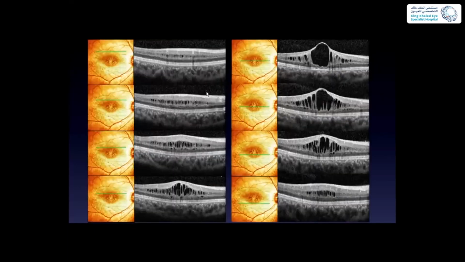But again, is this macular edema? When you look at the cystoid maculopathy, you realize that this is primarily located in the inner nuclear layer and not in the outer plexiform layer.